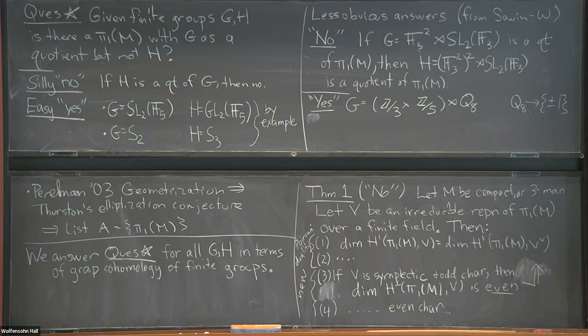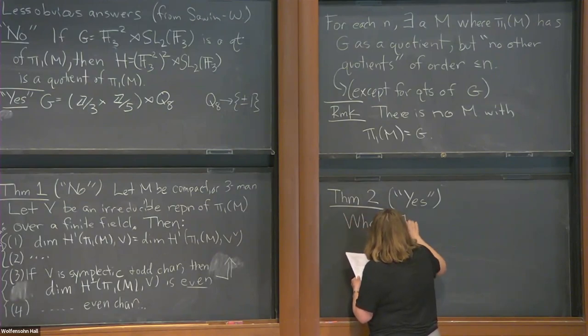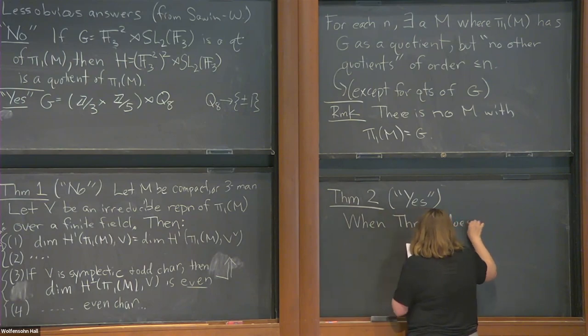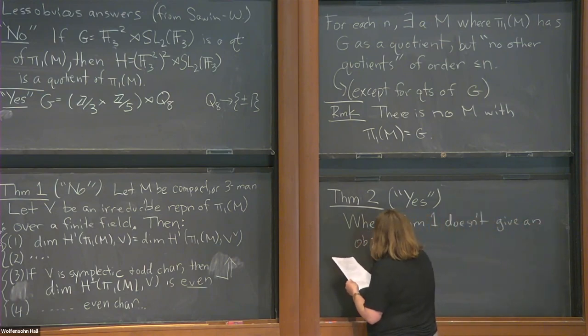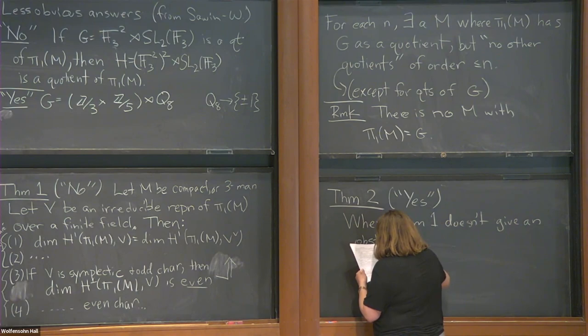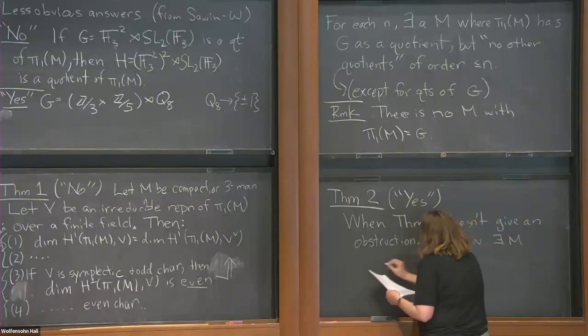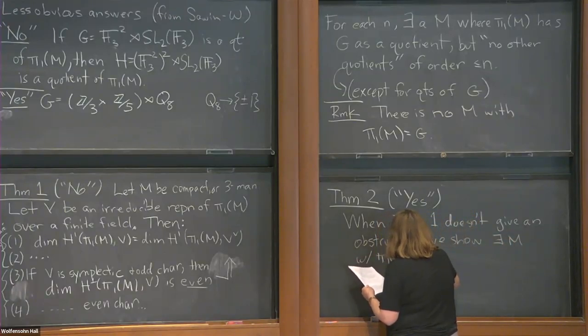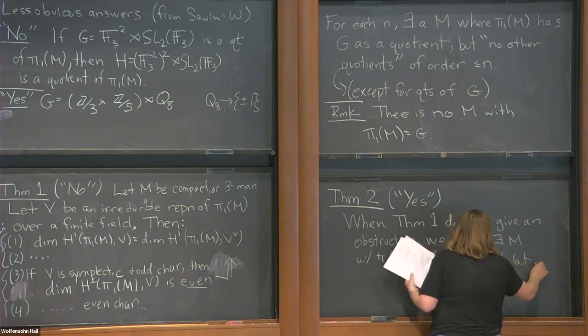All right, so how do we get the yeses? Why do we stop here? Why do we say this gives the no's? So when theorem one doesn't give an obstruction, we show that there exists an M, a compact oriented three manifold, with pi one of M having G as a quotient, but not H.